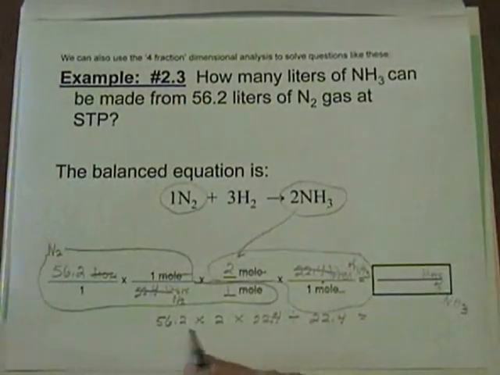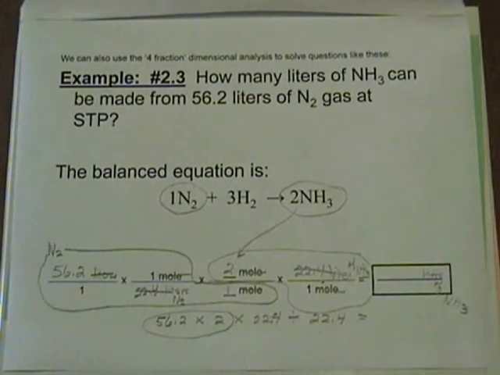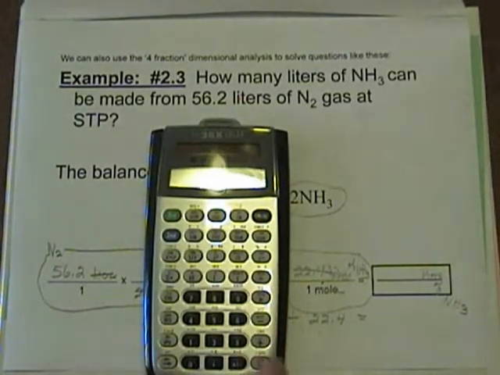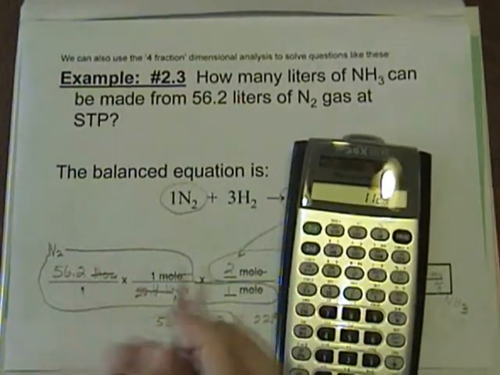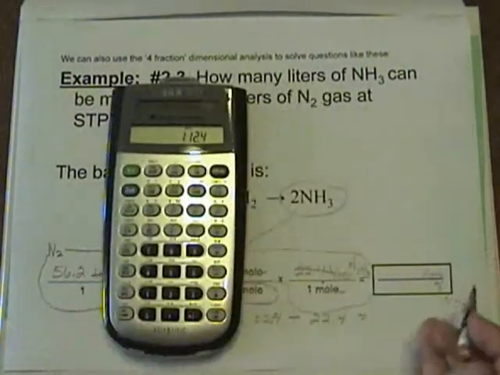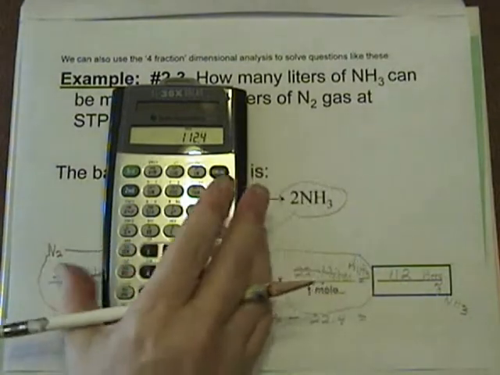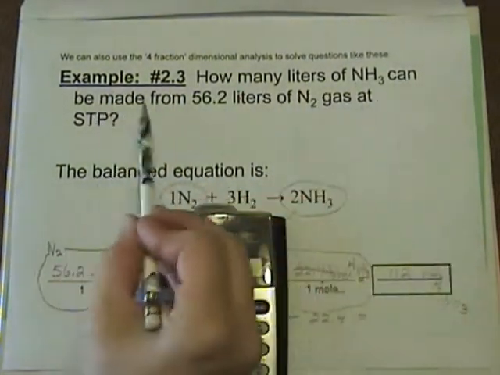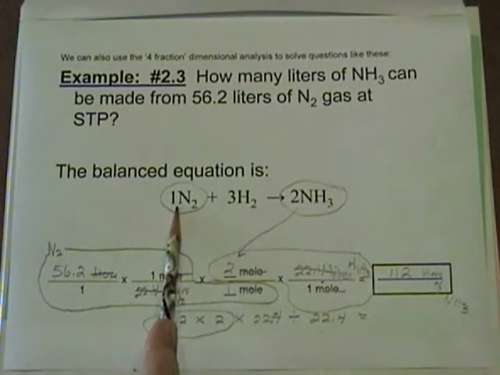Okay? And so when you punch it into the calculator, you're just basically going 56.2 times 2 equals 112.4. Since we have 3 sig figs here, we want to round that to 112 liters of ammonia gas. So 112 liters of ammonia gas can be made from 56.2 liters of nitrogen gas.